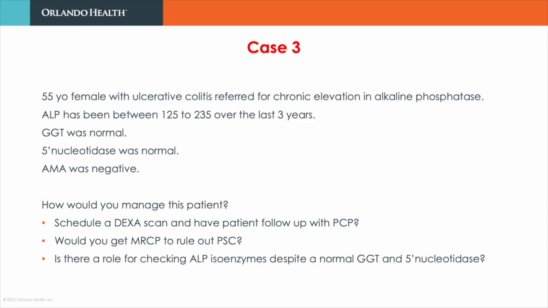I'm not sure what Patrick and Paul would do. And I'm not sure that I would get an MRCP, really. It wouldn't really add anything in this case. I think this woman probably has some kind of bone disease. You know, I'm not sure that osteoporosis itself would explain the elevated alkaline phosphatase, so probably look for another source.